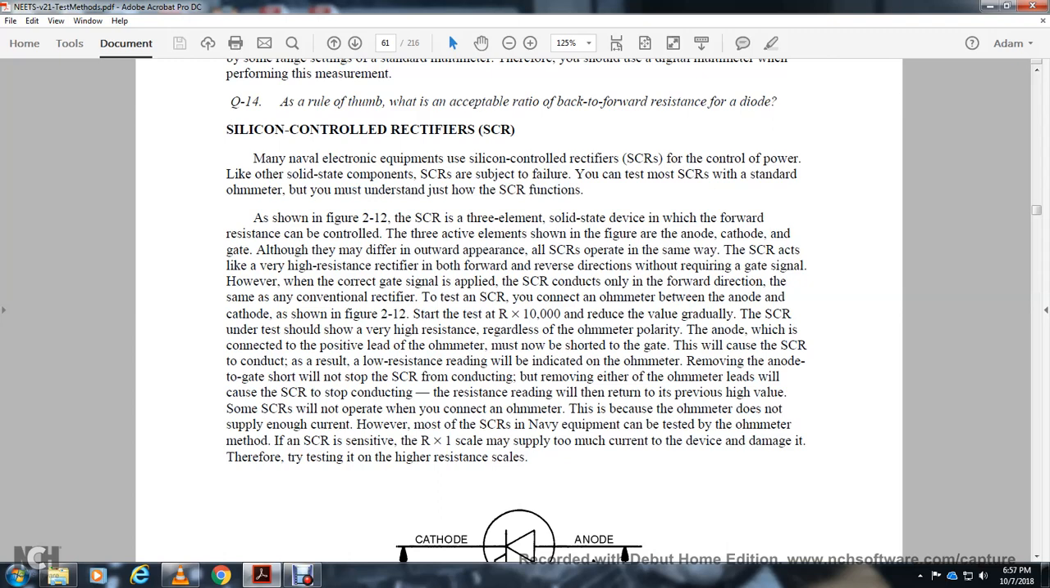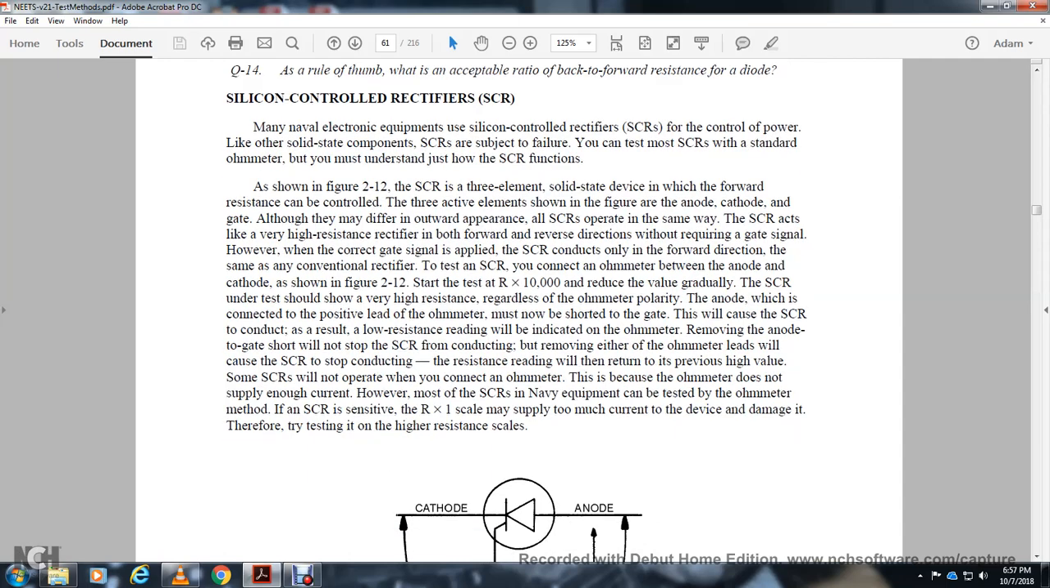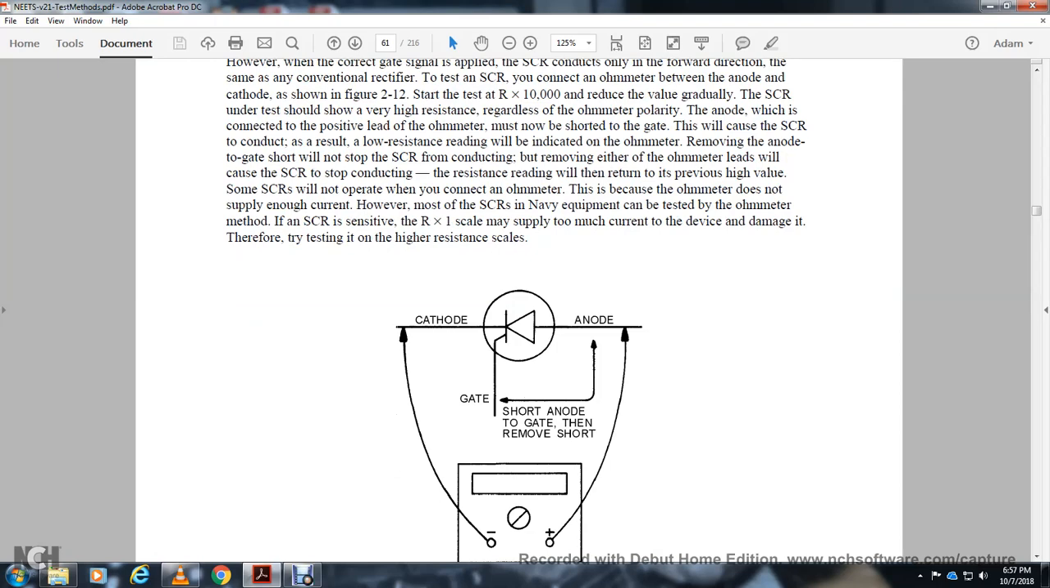Removing the anode to gate short will not stop the silicon controlled rectifier from conducting. Before removing any of the ohmmeter leads, disconnecting them will stop the conducting, and the resistance reading will return to the previous high value. The silicon controlled rectifier operates with this connection of the ohmmeter. The battery of the ohmmeter may not supply enough current for some silicon controlled rectifiers, so a higher range can be set on the ohmmeter. But it must not supply so much current that it damages the device, therefore try to use the high resistance scales. Cathode, anode, gate with the short; anode, gate with the short removed.